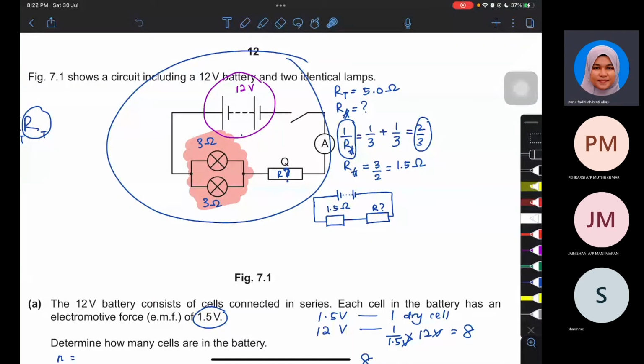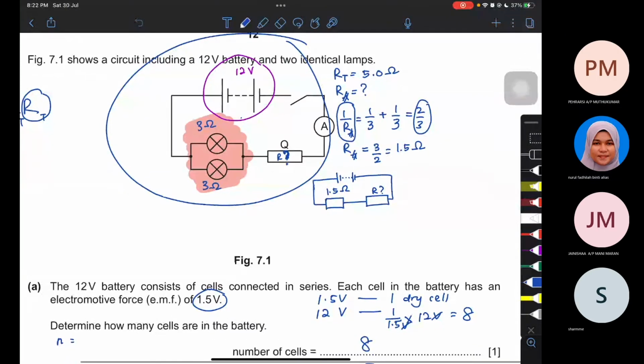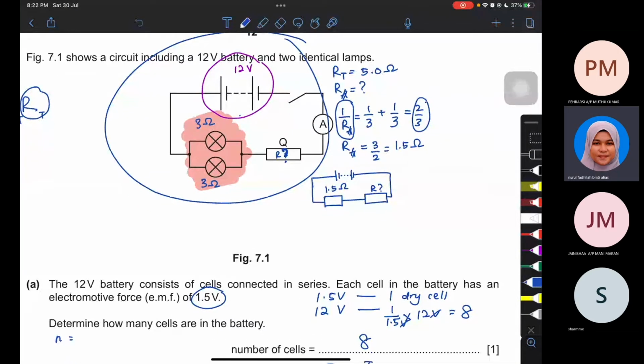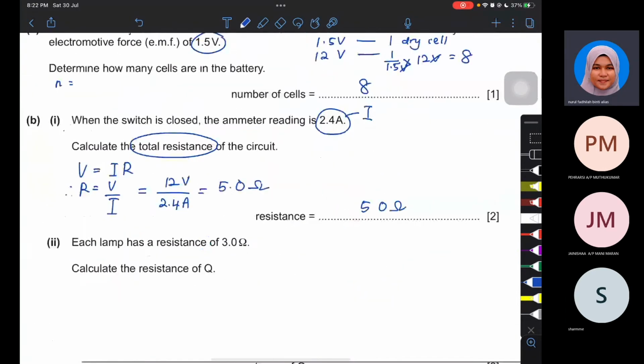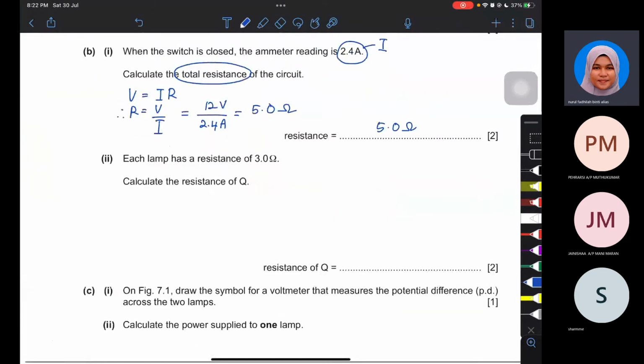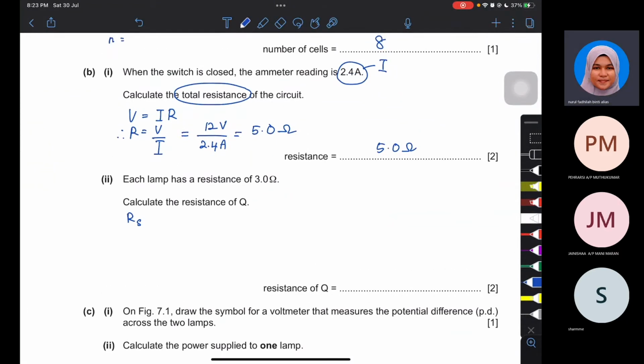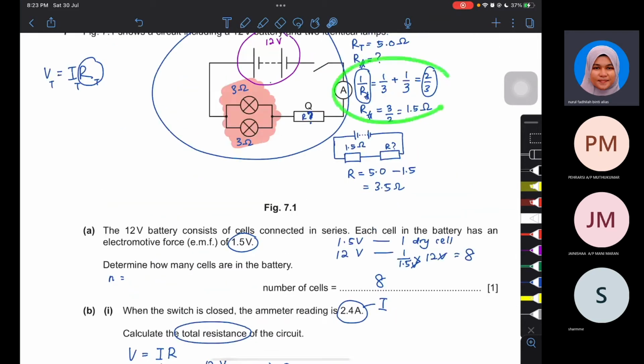So, R series sama dengan R total tolak R parallel. Yes, jadi kita dapat R, okay, so kita nak dapatkan R in series tu, R equals to total 5 minus 1.5 ohm. So that's the answer. So dapat berapa? 3.5 ohm. Susah ke senang? Senang saja. So jadi first you kena cari dulu R total, dah dapat. Jadi R in series sama dengan R total minus R in parallel. Jadi you kena cari dulu R parallel berapa. Jadi you dah buat dekat sini, dapat jawapan.